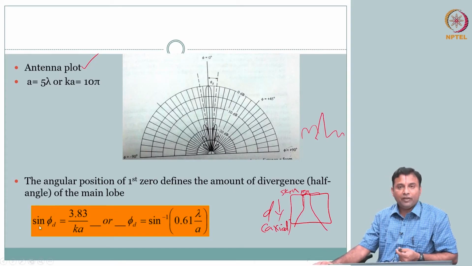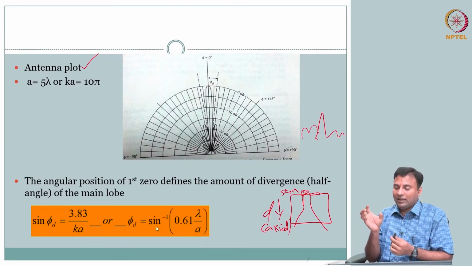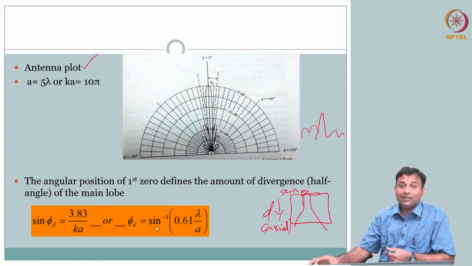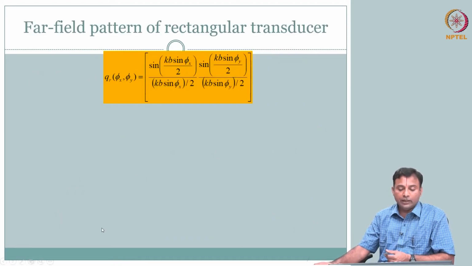So sin phi d, the angle of divergence, is sine inverse of this. What is this A? d is the diameter, A is the radius of the transducer. You notice there is an inverse relation. If I have a larger A, I will have smaller divergence. That is an important message you should remember. If I have a larger aperture, a larger transducer size, then I can have less divergence. That is for circular.